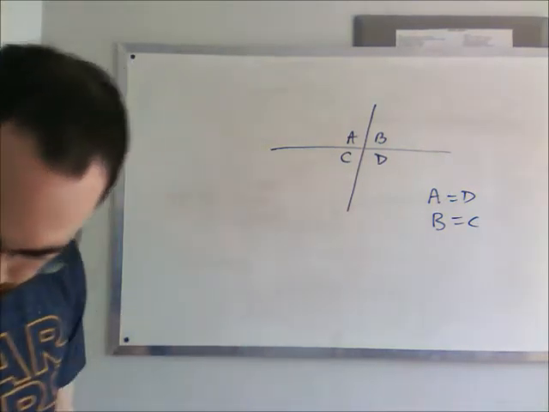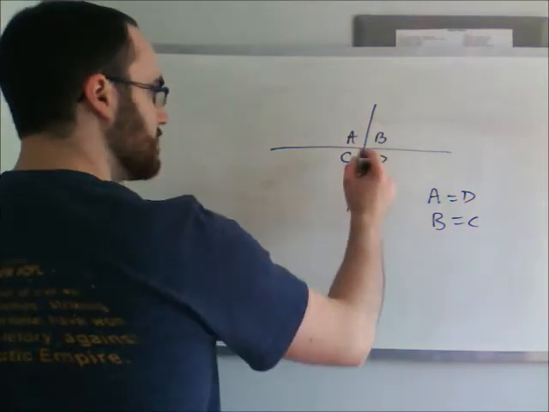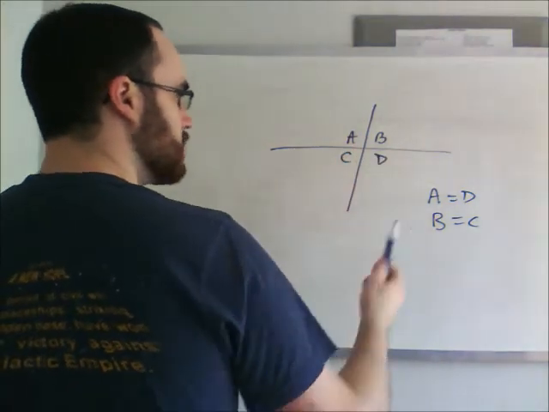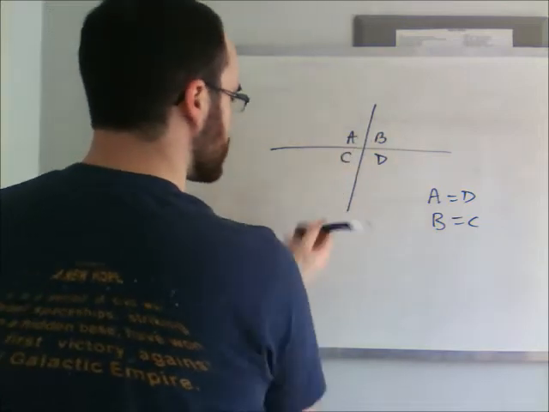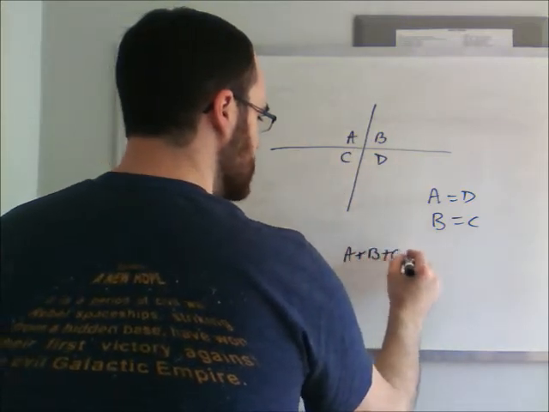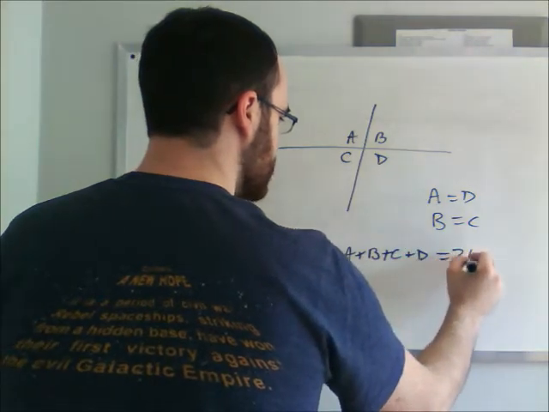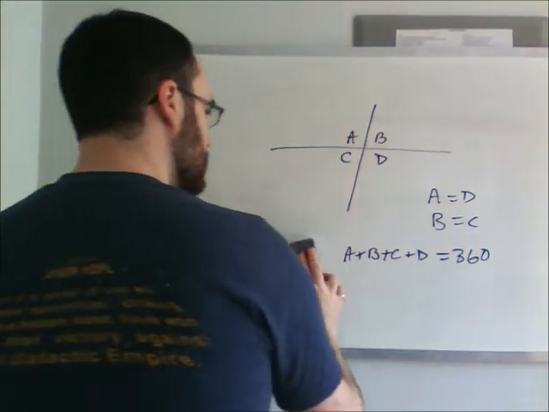We'll also talk about these angles in another way and say that the four angles together are 360. We can know that because if we take an arm and rotate it all the way around the angles, we're going to get 360 degrees. So A plus B plus C plus D is going to be equal to 360 degrees. So that's our first law.